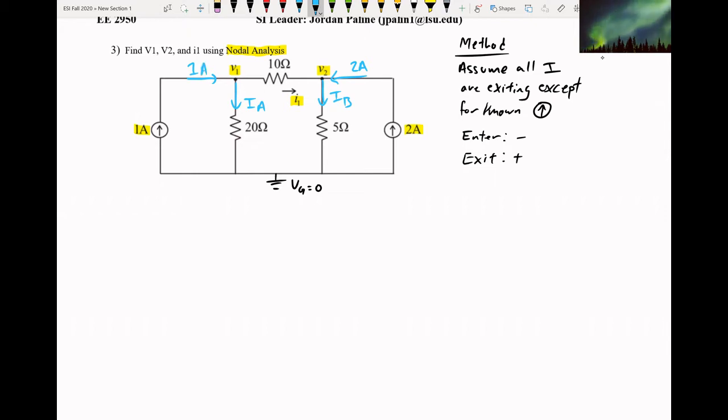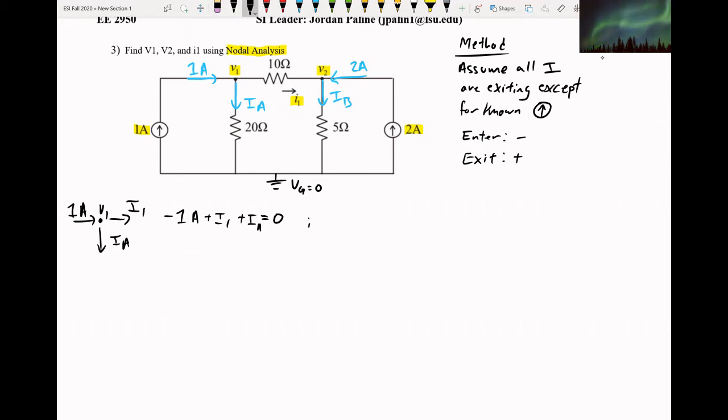All right, so let's look at V1, so point V1. We're going to assume I1 going that way, IA going that way, then 1 amp coming in. And we'll write out negative 1 amp plus I1 plus IA is going to be equal to 0.